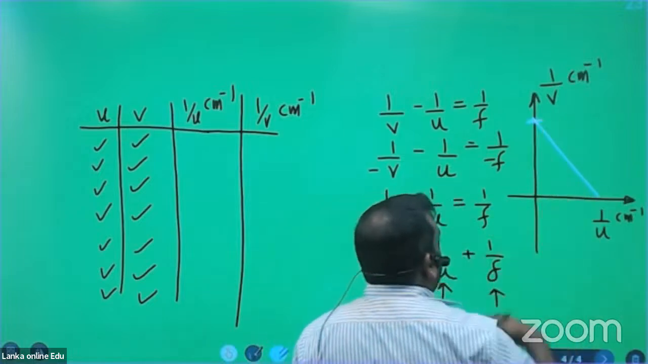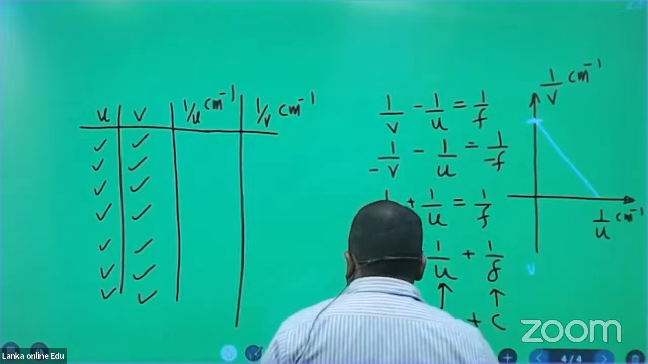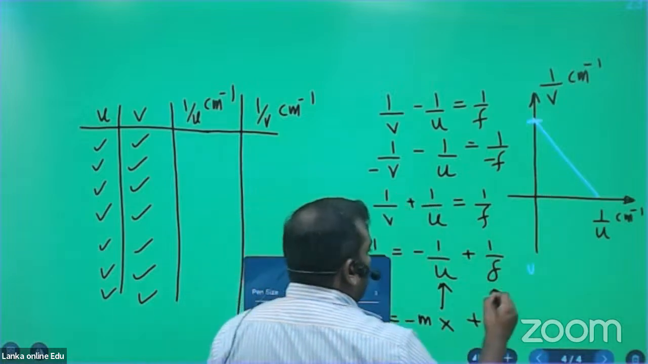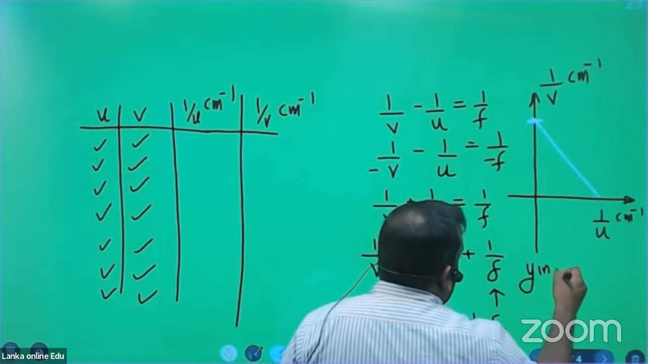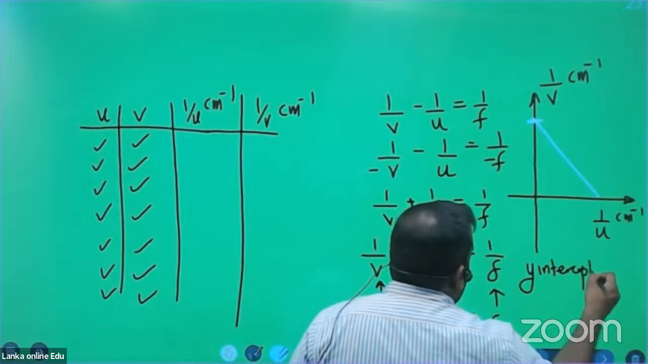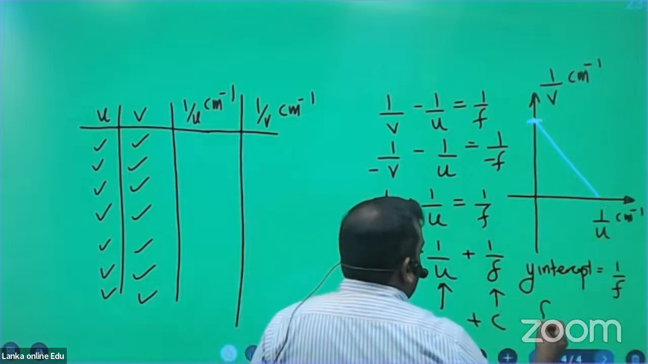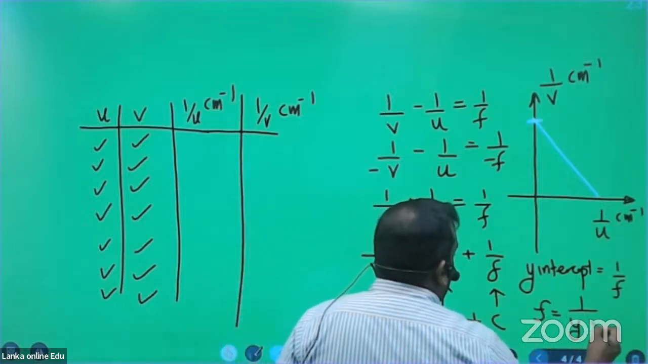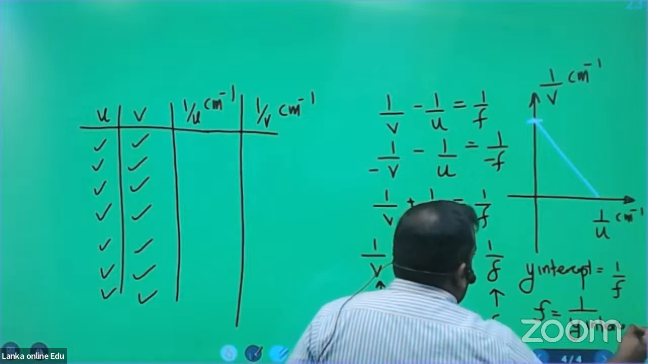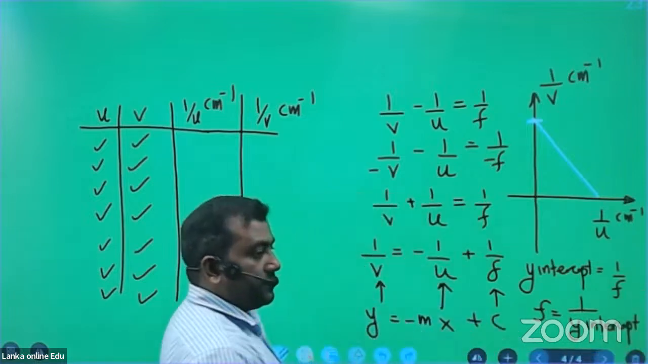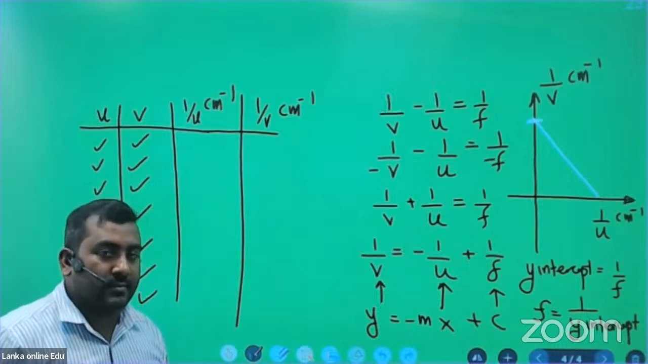Write in black a bit. The y-intercept is equal to 1 over f. So f is equal to 1 over the y-intercept. Finished. Practical done.